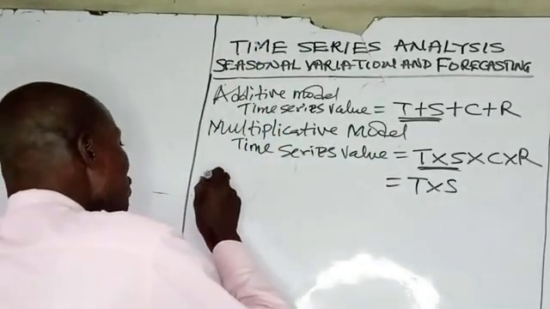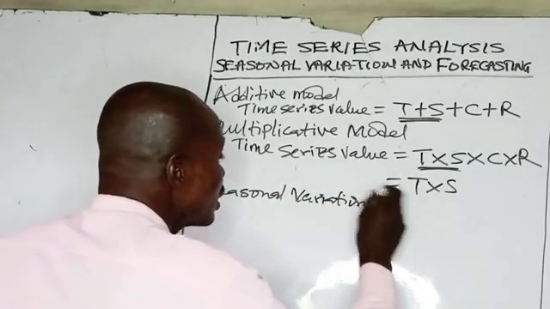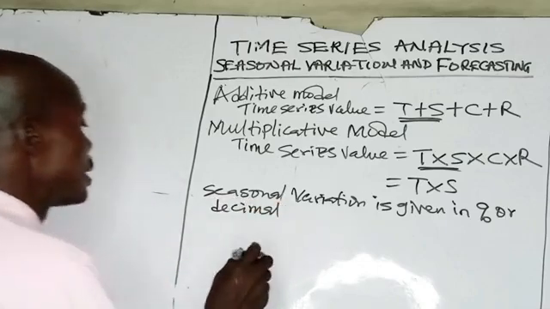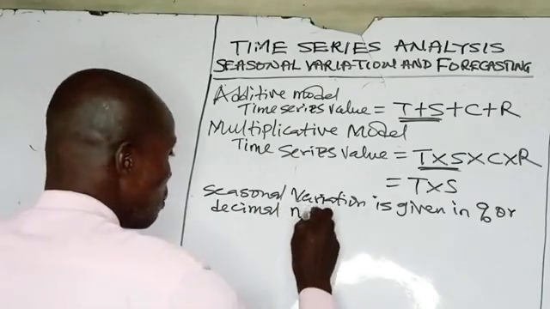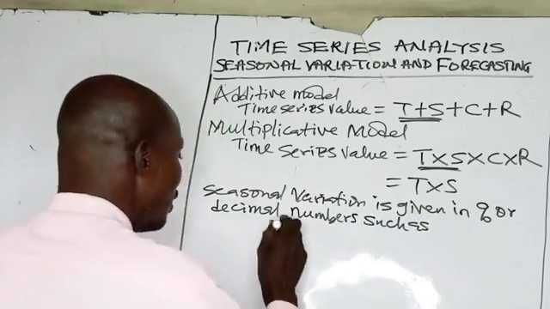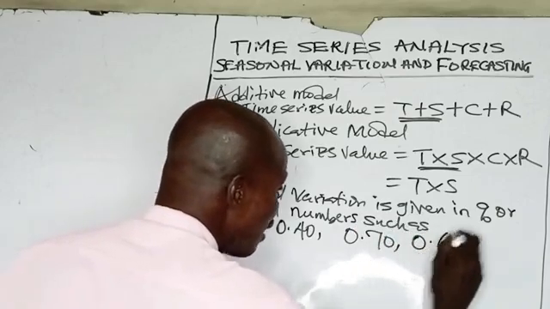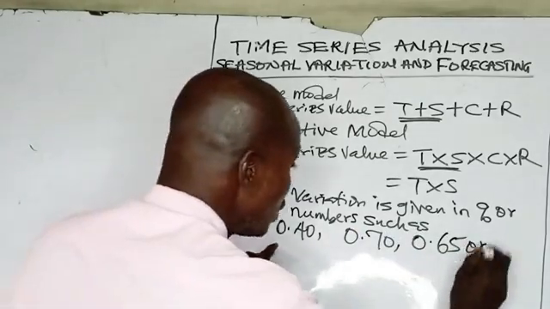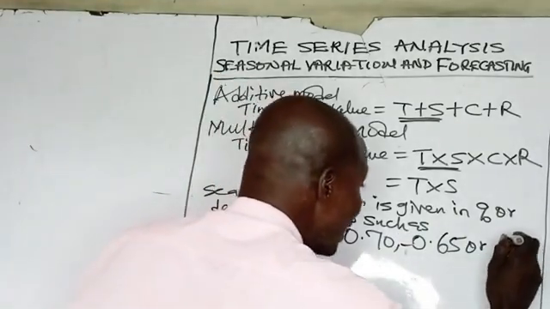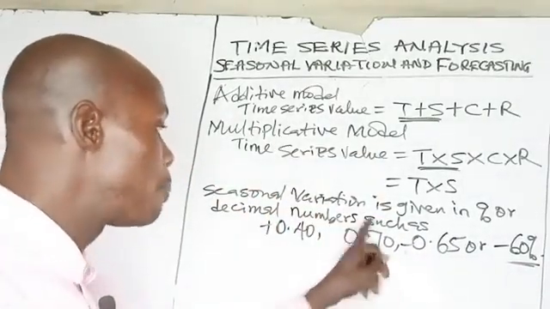The multiplicative model is used where the seasonal variation is given in percentage, or as a decimal number preceded by zero, such as 0.40, 0.70, 0.65. So these are decimals. Or it might attract a plus or minus, so it doesn't matter. So if it is a decimal like this or a percentage, let's say minus 60%, then you are expected to make use of the multiplicative model.